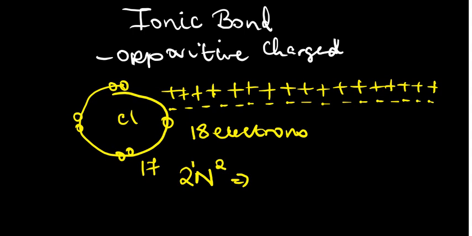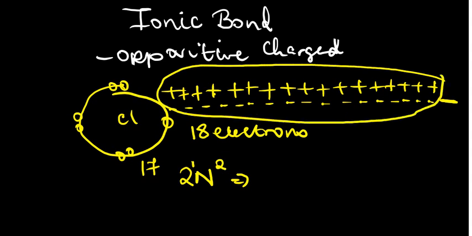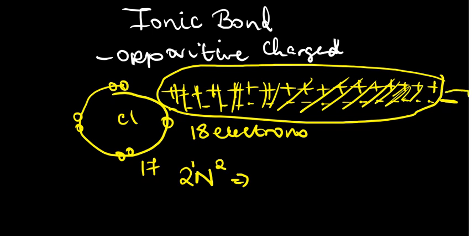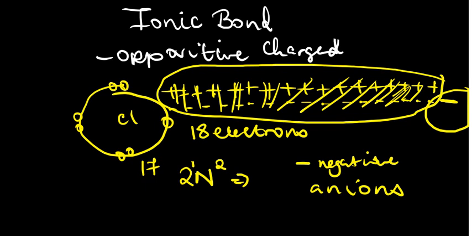So what you notice is that if there's 17, whenever it gains an electron, all these will cancel out. Remember, positive and negative, they're all cancelling out. So the overall charge is going to be negative. These negatively charged atoms, we call them anions. Alright, so this is all about ionic bonds.